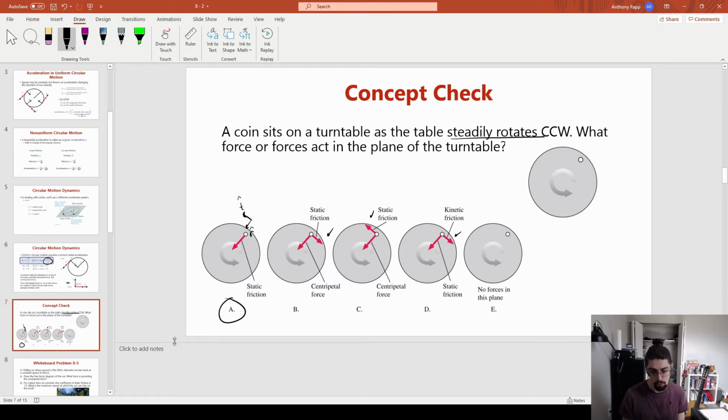If you don't have a radial force, you're not moving in a circle. That's the big difference on that one. If there's no radial force, you're not in a circle. You're just moving in a straight line at that point.